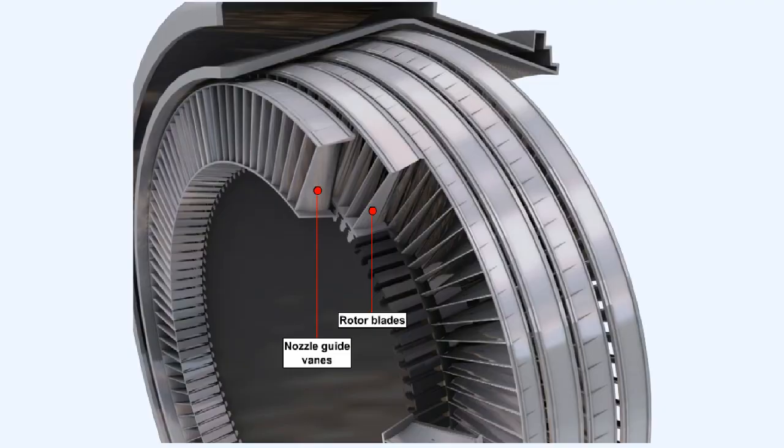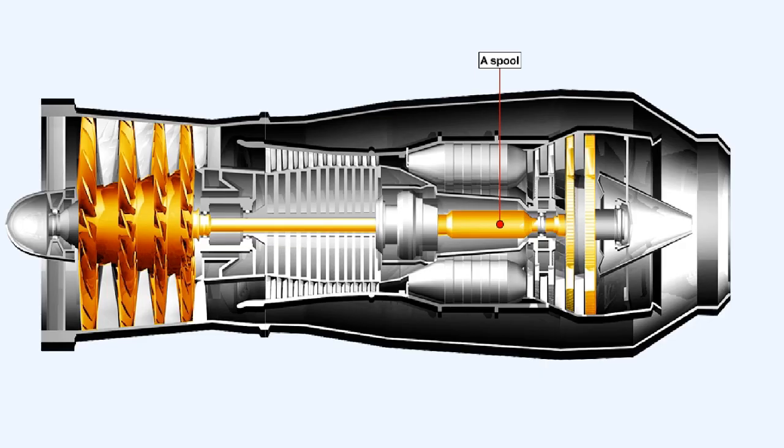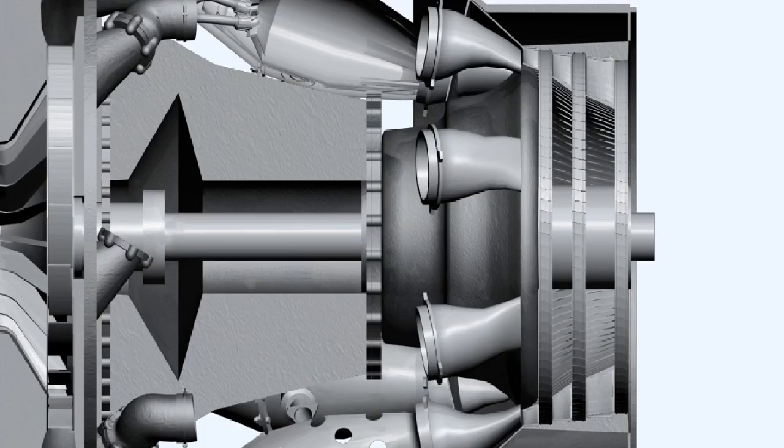We've already seen that the turbine stage consists of two elements, one row of stationary nozzle guide vanes and one row of rotating turbine blades. The complete turbine assembly comprises one or more turbine stages on one shaft, which, if coupled to a compressor, forms a spool. This picture shows a cross-section of a single-shaft, three-stage turbine, similar to that used on the Rolls-Royce Dart turboprop engine.